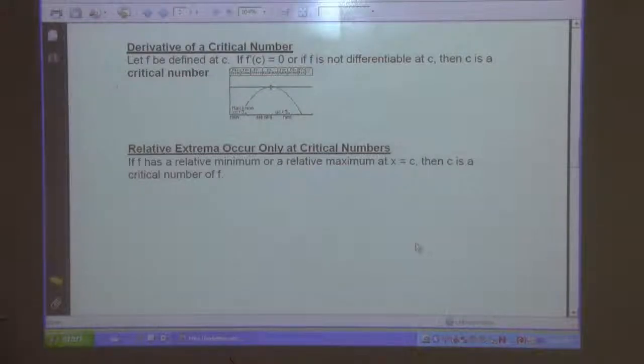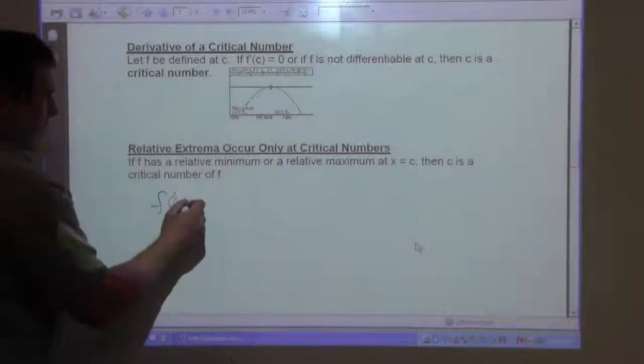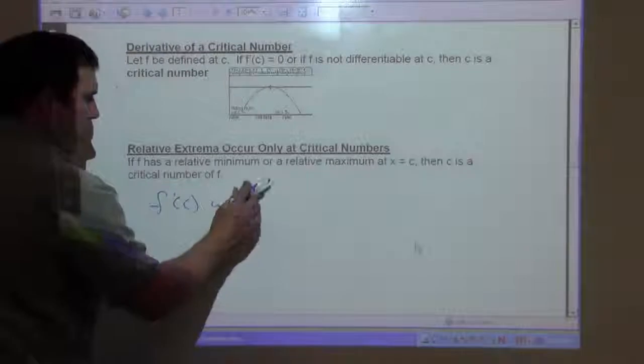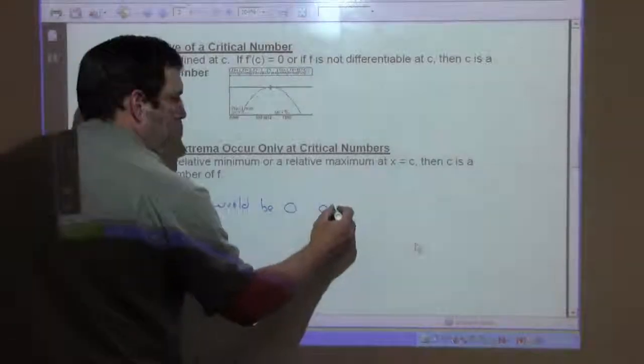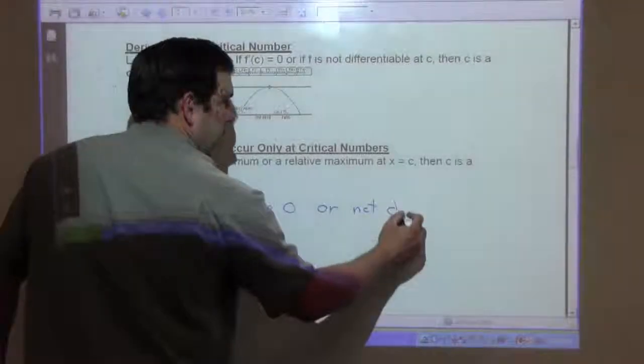So f prime of c would be 0 or not differentiable.